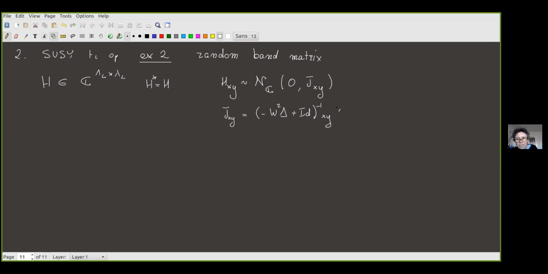And now the result is that this is something that is approximately decaying exponentially with the distance between X and Y. So if I do a drawing, the matrix is approximately, so we have a band of width W around the diagonal. The matrix elements are approximately 0 outside, and they're approximately IID inside the band. This is a bit the picture. And the goal, again, we concentrate on this example, we consider the average of the resolvent.